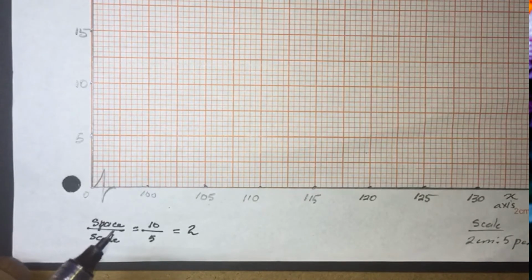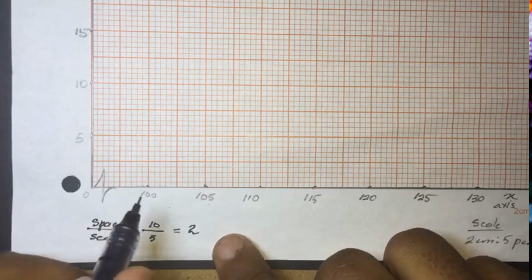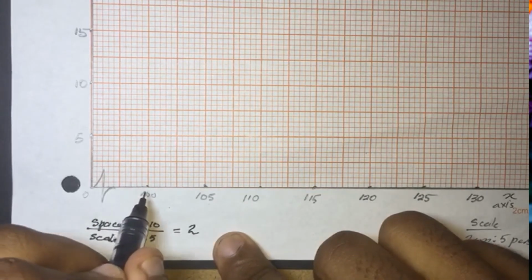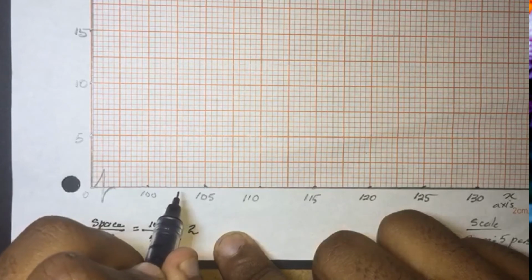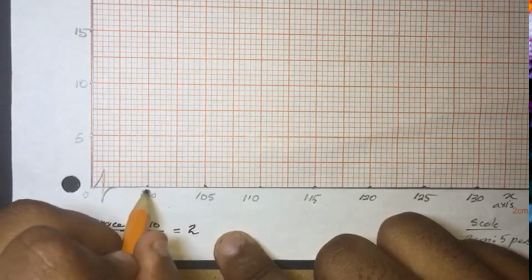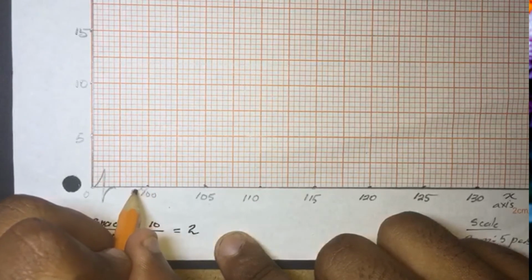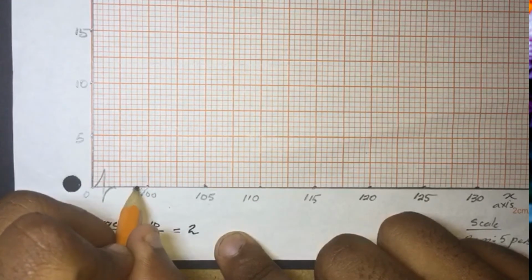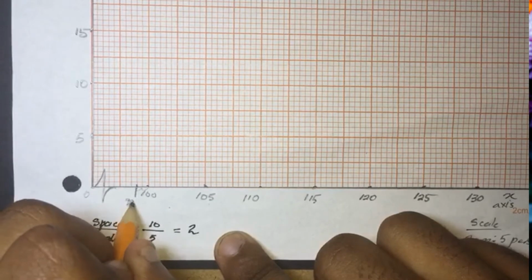So now I'm trying to find 99. I know 99 is less than 100, so I can't move forward. I would have to move backwards. So I'm going to move backwards 2 spaces. 1, 2. So this line here represents 99.